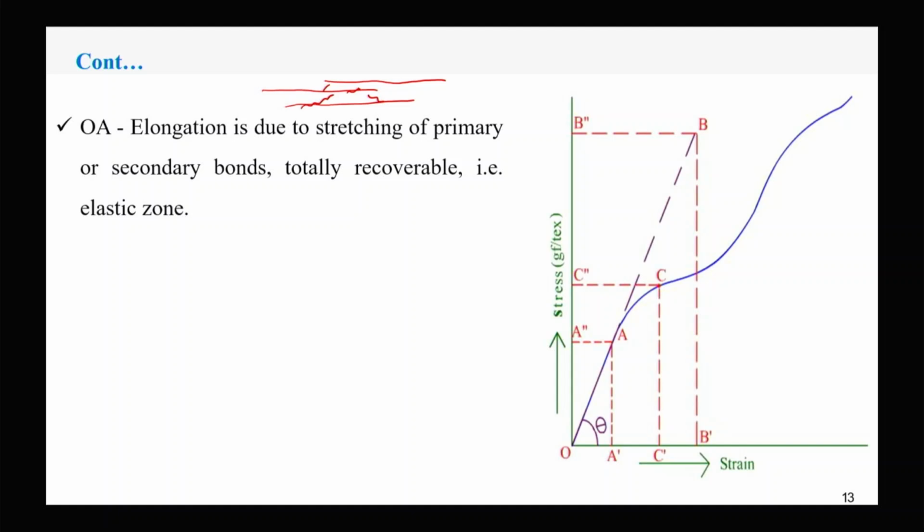While applying load, these primary and secondary bonds will get straightened, stretched, and then if we release the load, they will come back. So this will be totally recoverable, and that's called the elastic zone. Okay, OA here is only due to the stretching of primary and secondary bonds.